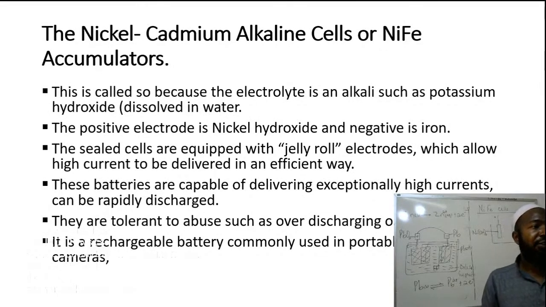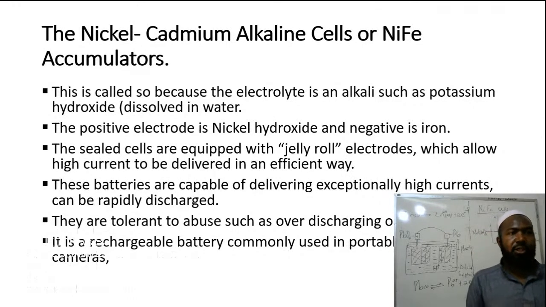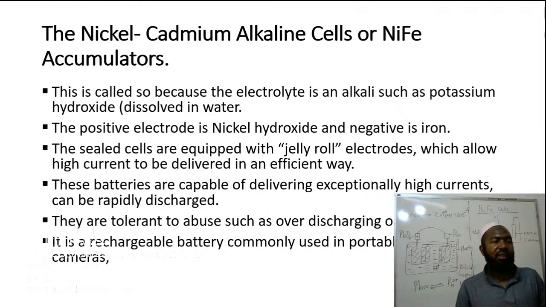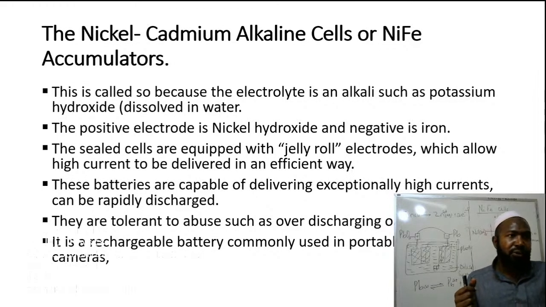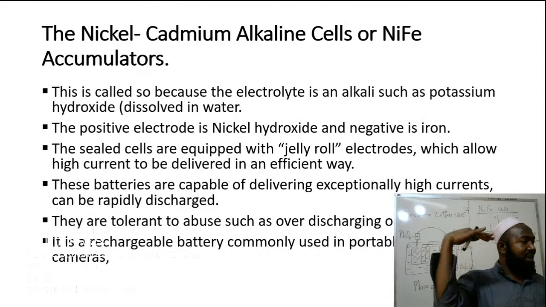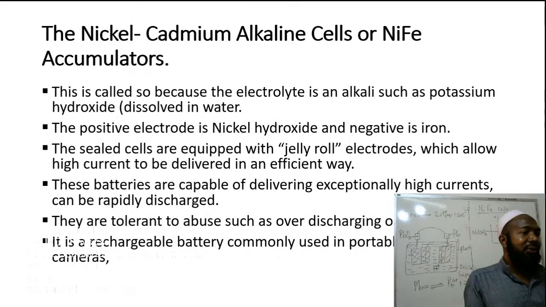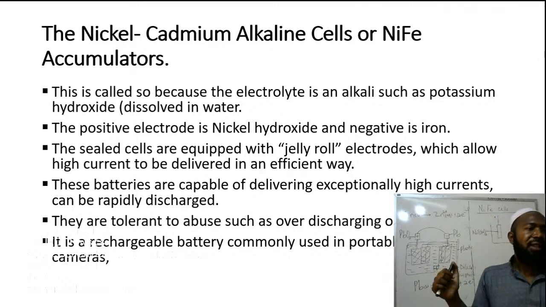So the cells, the sealed cells, are equipped with jelly roll electrodes which allow current to be delivered in an efficient way. We are saying the battery is capable of delivering exceptionally high currents and they can be rapidly discharged. We are also saying the cell is tolerant to abuse such as overcharging and over-discharging. Even if you overcharge or over-discharge, it has no problem. That's why I mean it is tolerant to the abuse of overcharging and over-discharging. The last thing is that it is rechargeable and it is commonly used in portable devices like cameras and so on.